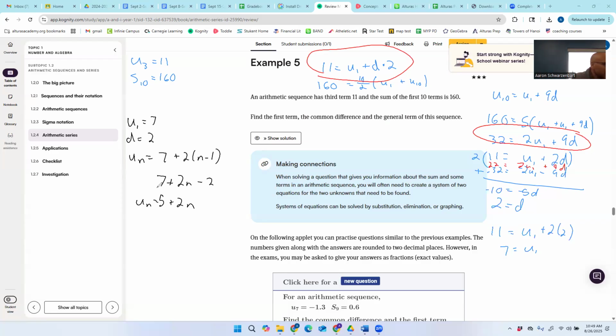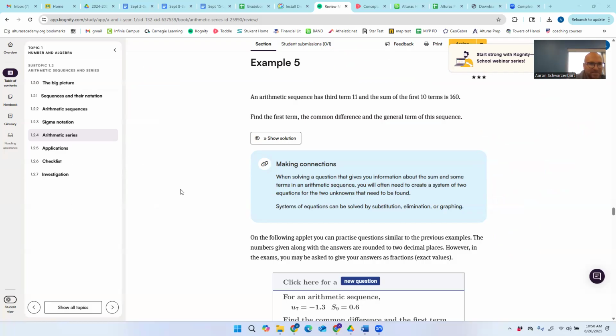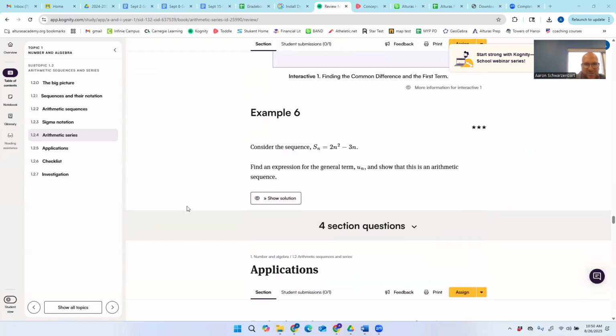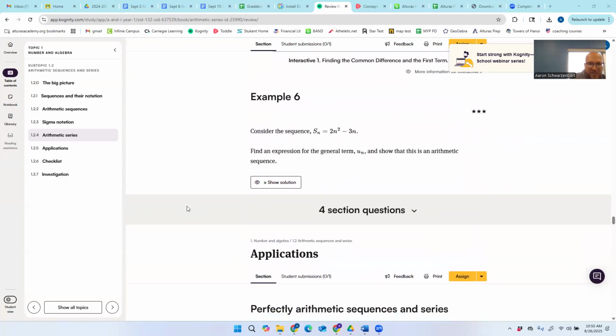Okay, last one. And then you are done for today. Consider the sequence Sn equals 2n squared minus 3n. Find the expression for the general term un and show that this is an arithmetic sequence.